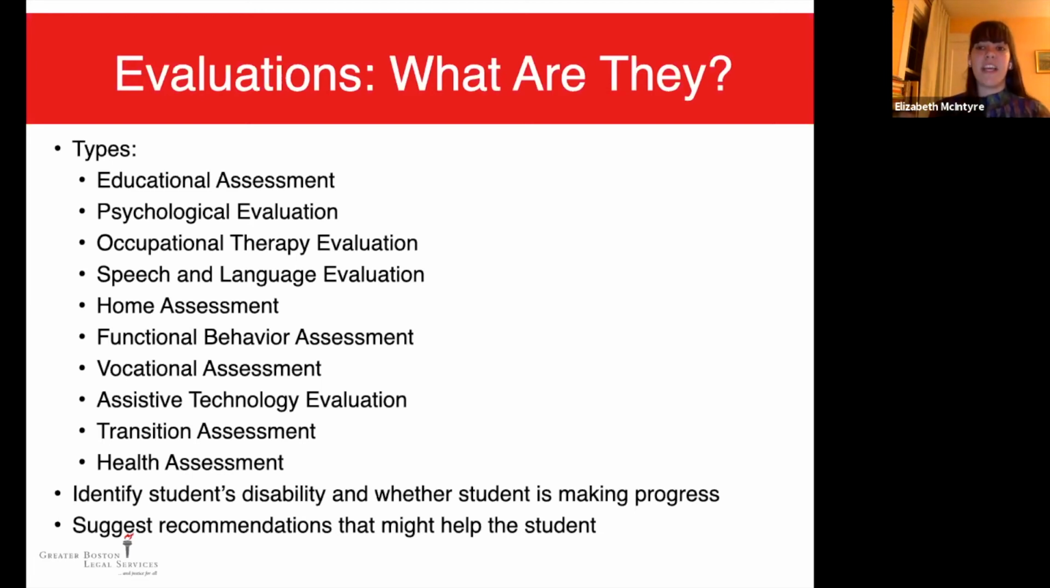There are basically 2 ways to get an evaluation paid for. One way is the district can pay for it. The other way is your health insurance can pay for it. So I think of these as district funded and health insurance funded. Sometimes people will call them outside evaluations and district funded evaluations. We're going to start with the district evaluations.